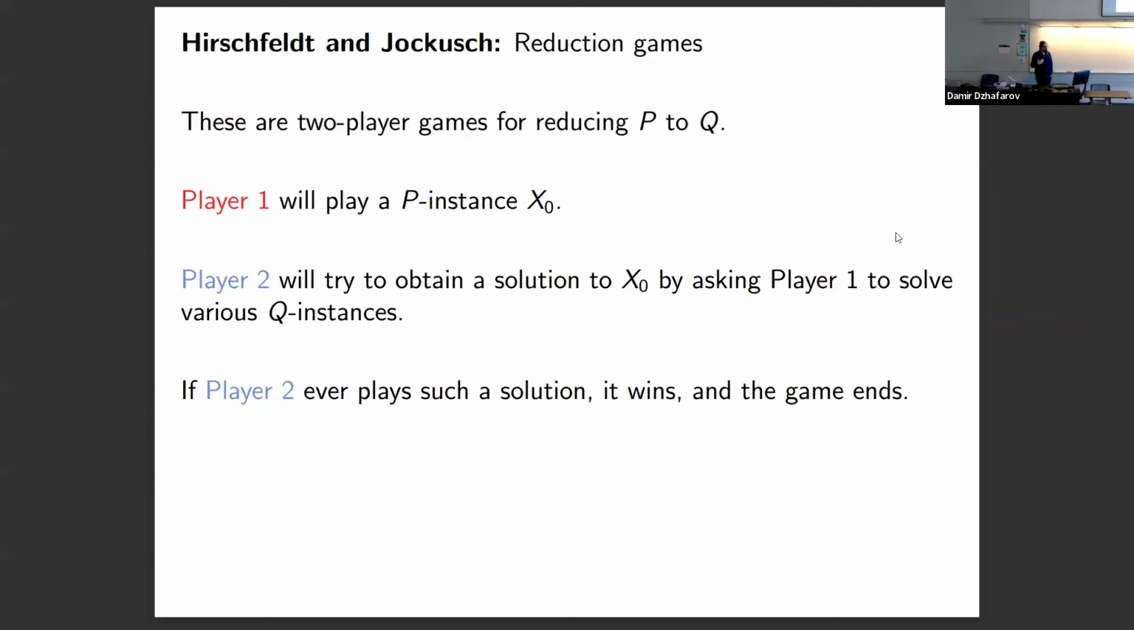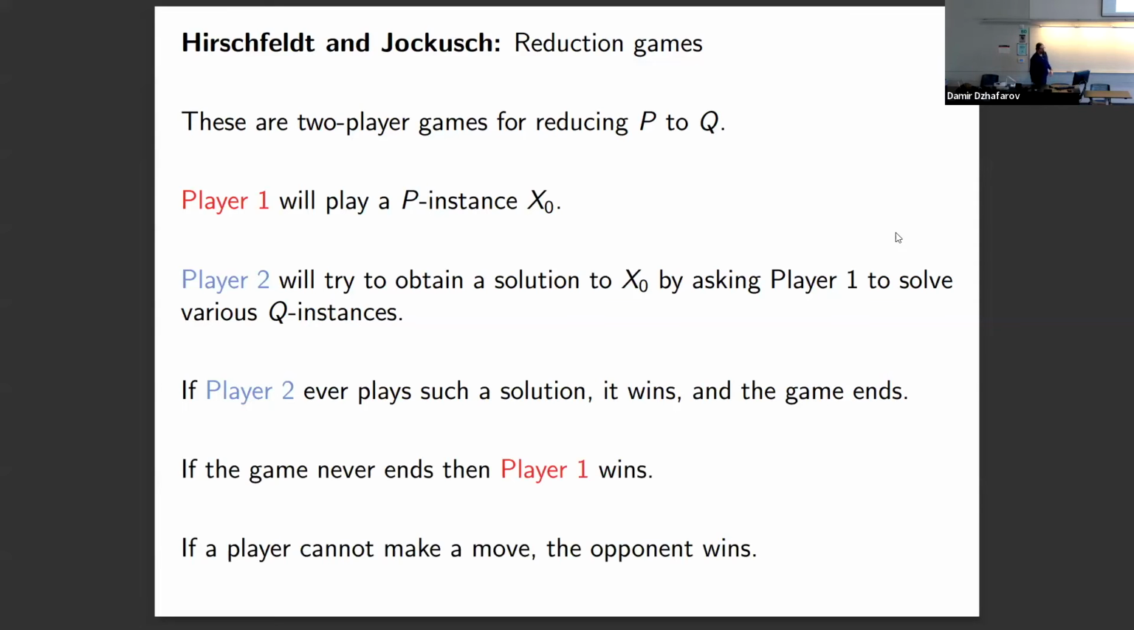The general idea is that player 1, which is the challenging player, will play a P instance. Then player 2 will try to obtain a solution to this instance by asking player 1 to solve multiple Q instances, right? Not just one, or possibly not just one. And if player 2 ever plays a solution, it wins. And that's when the game ends. If the game goes on forever, player 2 never is able to produce a solution, that's when player 1 wins. And just to get rid of some corner cases, if a player can't make a move, the opponent wins. That's part of the rules of these games.